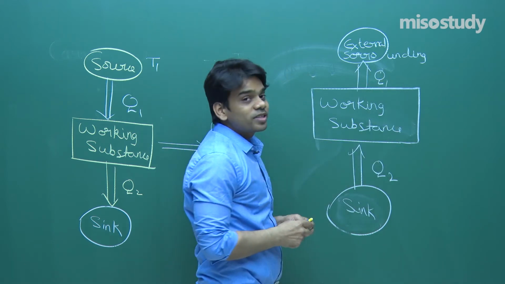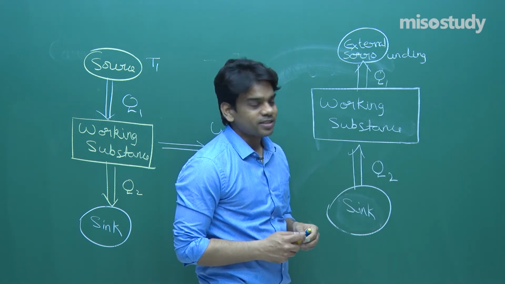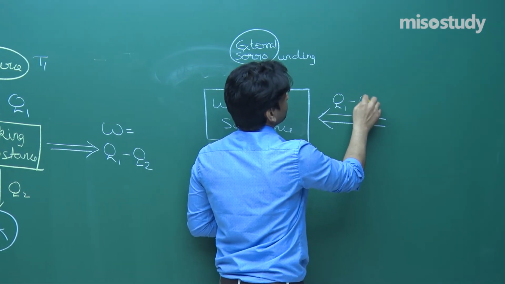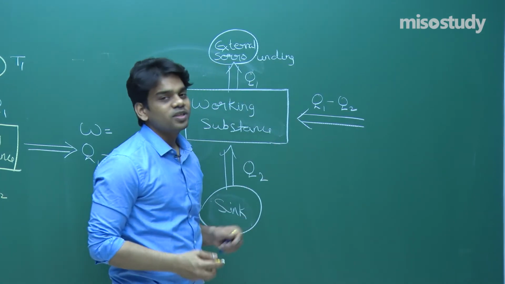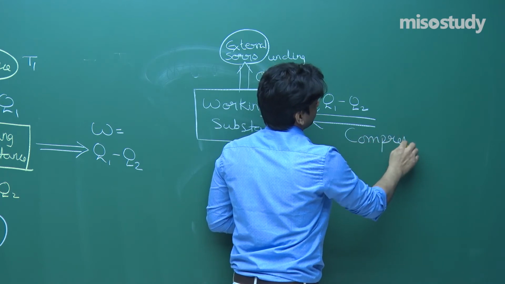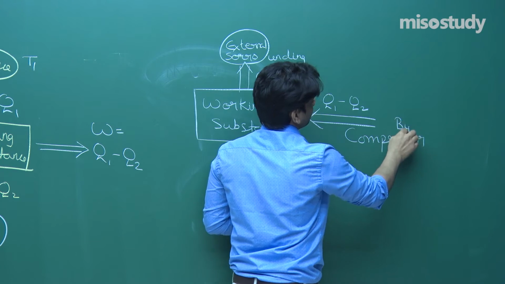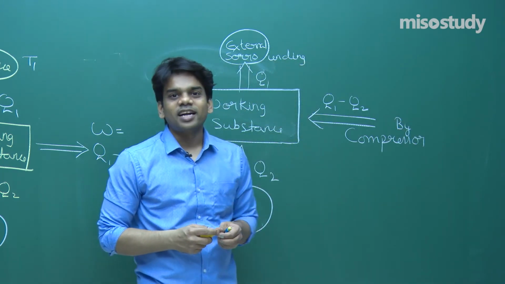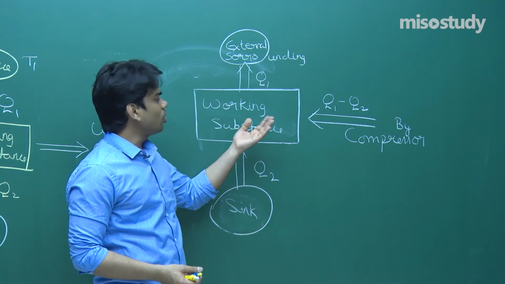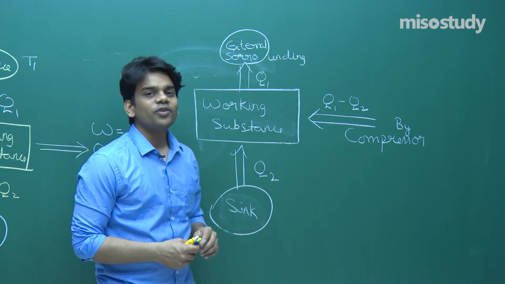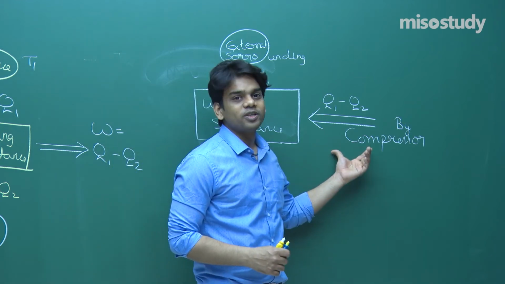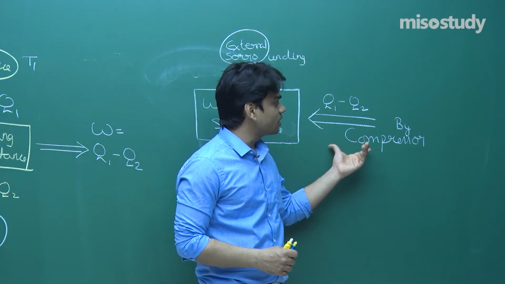Now that means the amount of work that has to be done on it would be Q1 minus Q2, just opposite of the heat engine, sorry. This much will be the work done on the working substance by the compressor. We all know that the compressor in the refrigerator does the work on the working substance. From the sink, Q2 amount is taken by the working substance. It will release Q1 amount of heat energy to the external surrounding, and the work done will be Q1 minus Q2. You can easily observe that as I have written here.